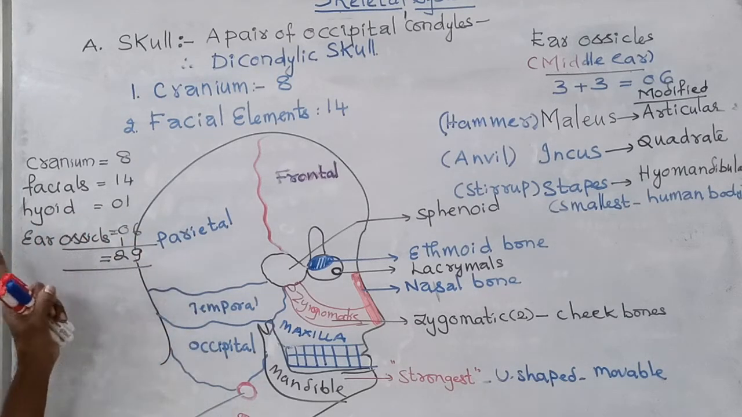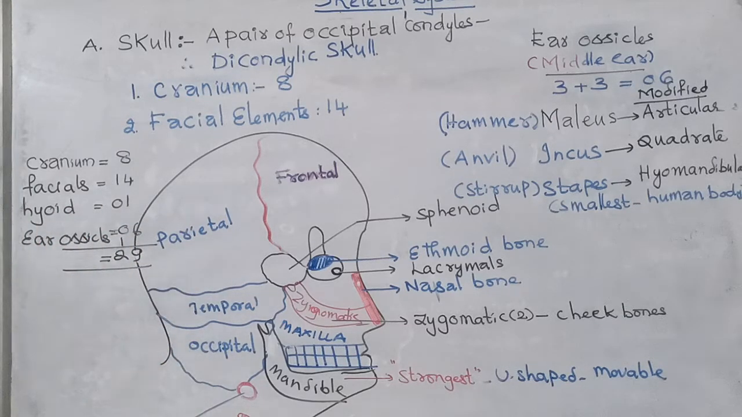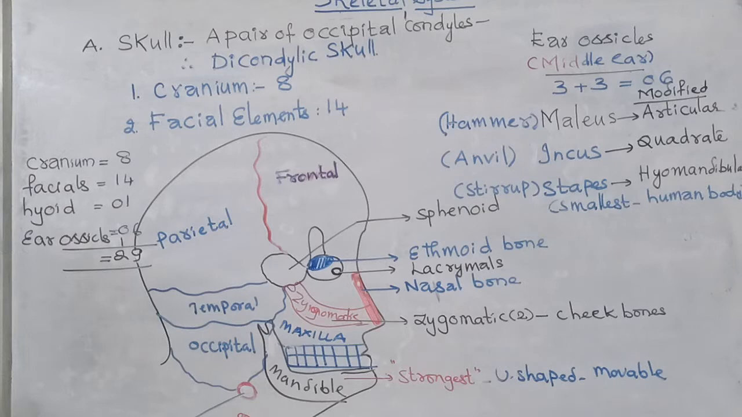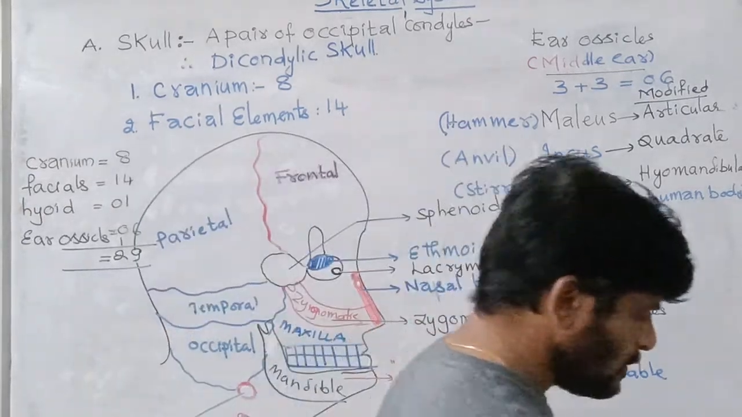Don't say 21 or 20, because you have to count the ear ossicles also. Because they are parts of the skull. They are associated with the ear. Ear is a part of the skull. Ear bones are parts of the skull. So, this is all about the skull bones. And coming to one more part.